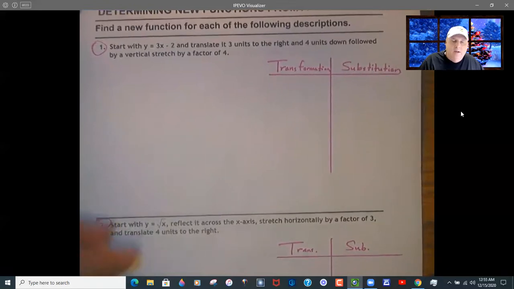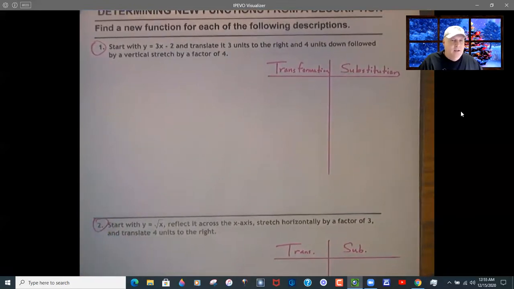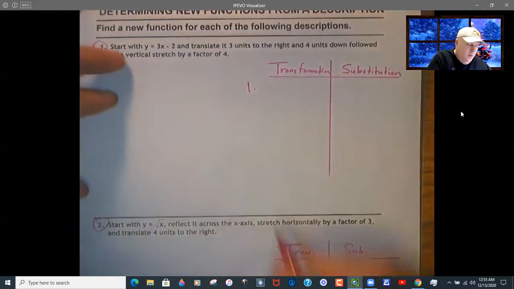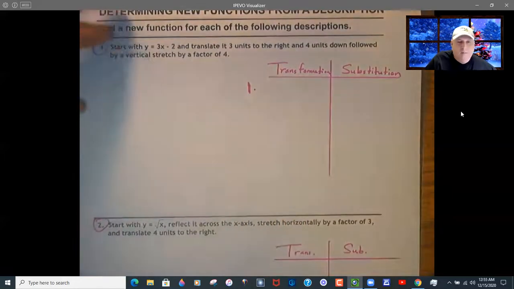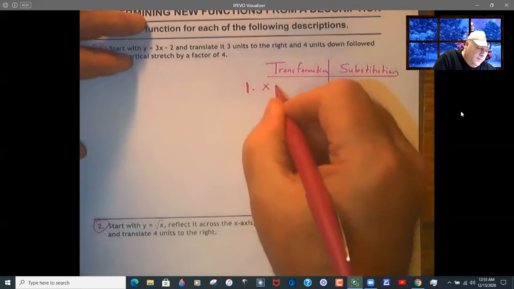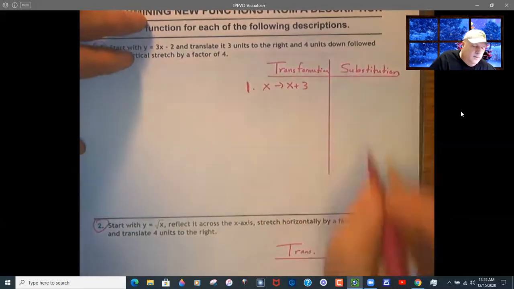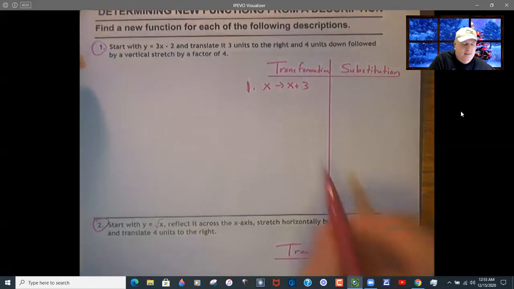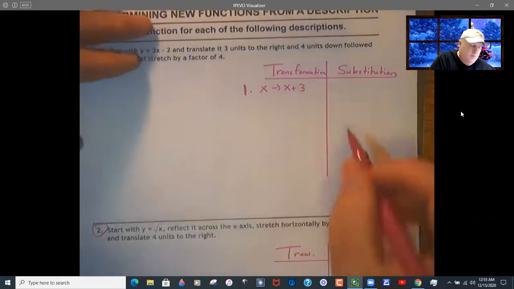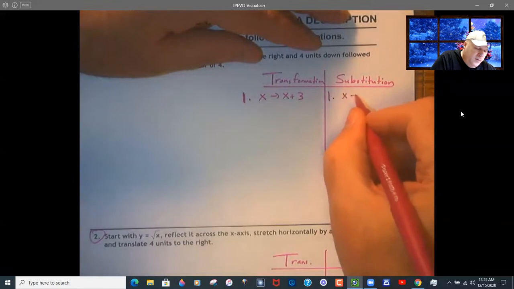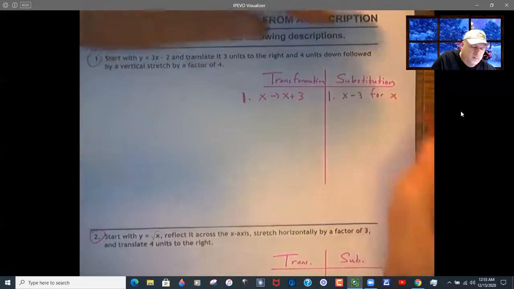I call them a transformation substitution table. So the idea is you need to state, first of all, in order, from the first one to the last one, what the first transformation is and then what the last one is. So translating 3 units to the right. So this is the first transformation. So if you're transforming right or left, translating right or left, I meant to say, that's dealing with an x statement. And the substitution is going to be x minus 3 for x.